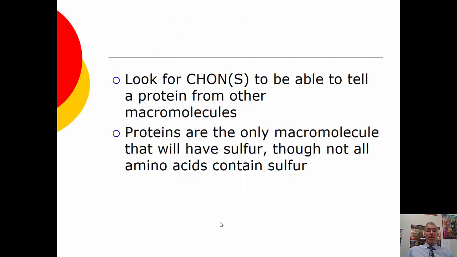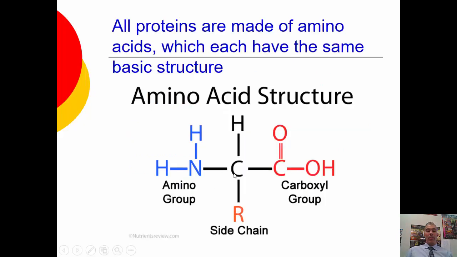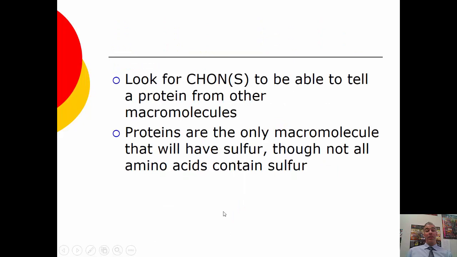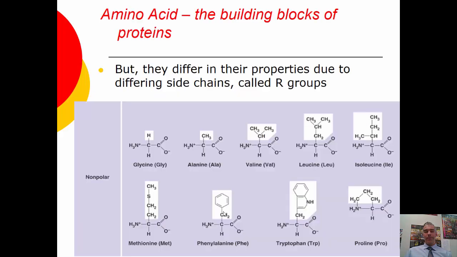So what you look for is CHONs, CHON being the main part. If you look here, carbon, hydrogen, oxygen, and nitrogen. And the sulfur part is usually in R groups, but it's not in every single R group. That's why I have it in parentheses. So remember, proteins are the only macromolecule that will have sulfur. That'll be important, especially when you look at some of the AP questions that we're going to look at later, or ones that'll be on your test.